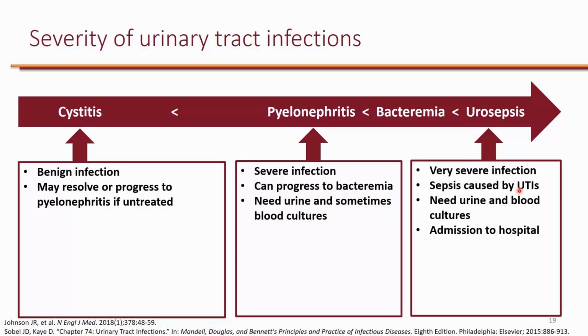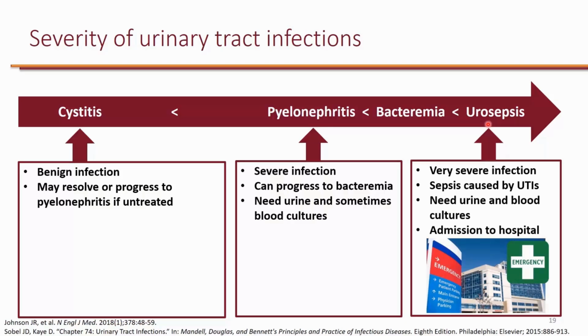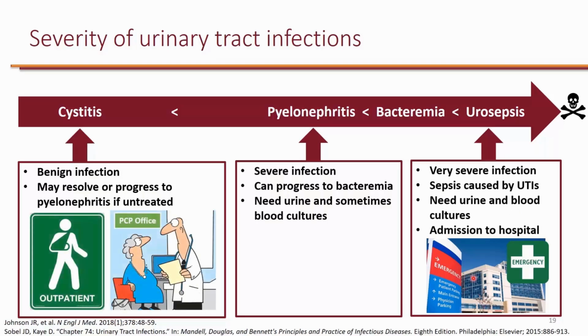Note that the reason we always get blood cultures is that this is an extremely severe infection. Patients, in fact, need to be admitted to the hospital because this is an emergency and it can lead to death if it's not managed appropriately. So definitely patients need to be in the hospital. Whereas for cystitis, because it's a benign infection, patients do not need to go to the hospital. They can be treated outpatient.